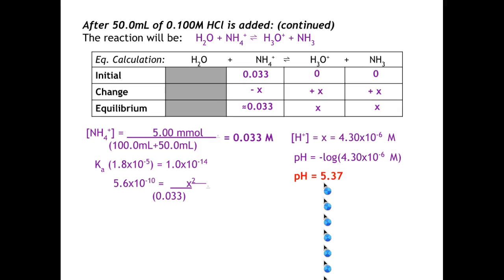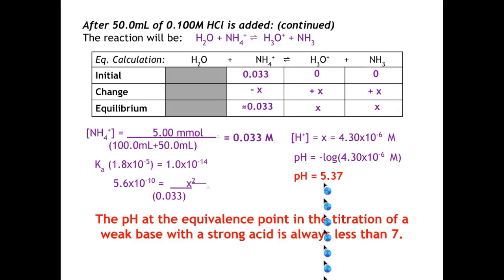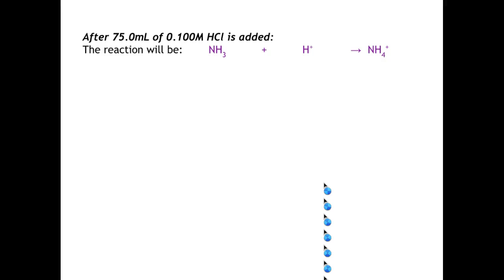So whenever you are titrating a weak base with a strong acid, your pH at the equivalence point will be less than 7. It'll be more acidic because with a weak base, you are going to have a conjugate acid that is relatively strong in comparison to water. So the pH at the equivalence point in the titration of the weak base and strong acid is always going to be less than 7. Then our last one, now we're going to have an excess of acid.